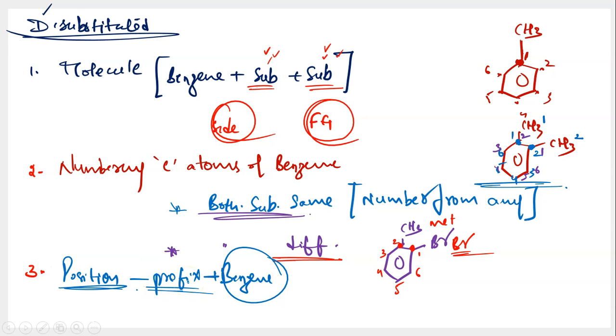So let us try this nomenclature with the help of examples in the next page. Let us get started with one molecule which looks like this. You have a benzene and you have got a bromine here, you have got a bromine here. This is a disubstituted benzene, and in order to name disubstituted benzenes, there are 3 steps.